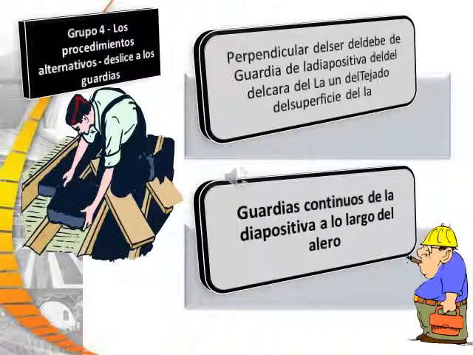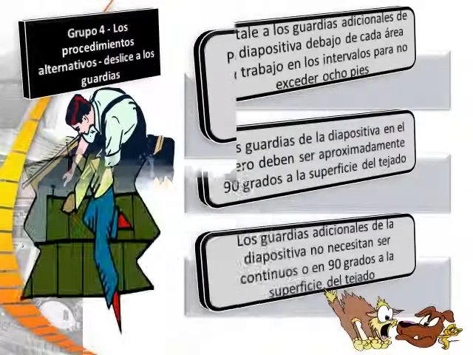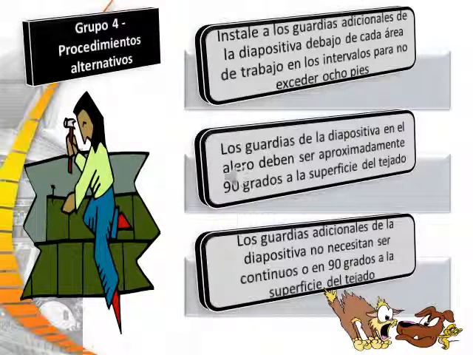Slide guards for Group 4 call for the face of the guard to be perpendicular to the surface of the roof. Continuous slide guards along the eave shall be placed in position. Group 4 can install additional slide guards below each work area at intervals not to exceed 8 feet. The slide guards at the eave must be at least 90 degrees to the roof surface, and additional guards need not be continuous or at a 90-degree angle to the roof surface.